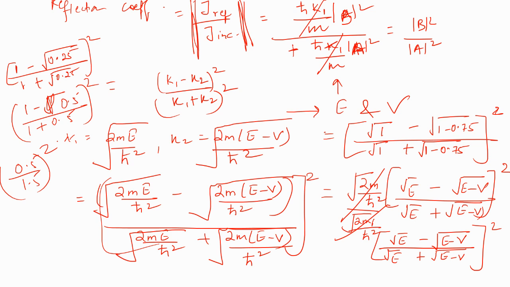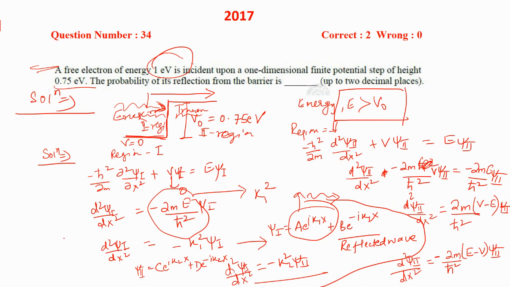0.5 divided by 1.5 gives 0.33. So 0.33 whole square is 0.33 into 0.33. It is 0.11. So this is the reflection. This is the probability of reflection from the barrier, 0.11.